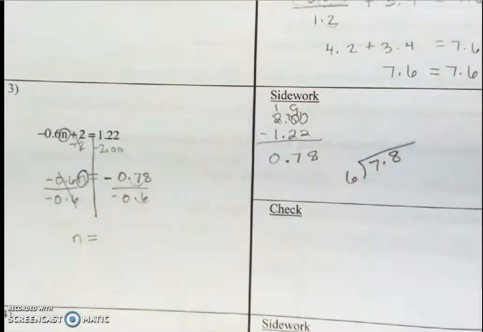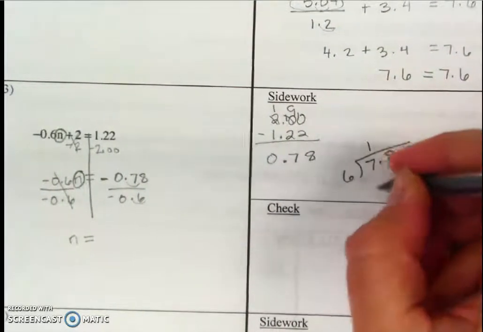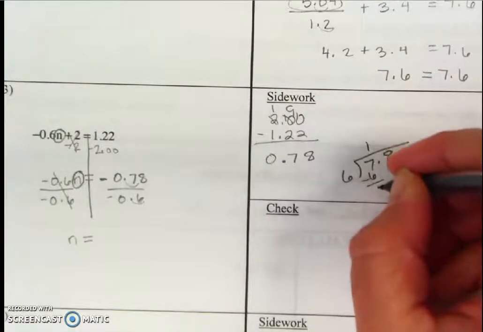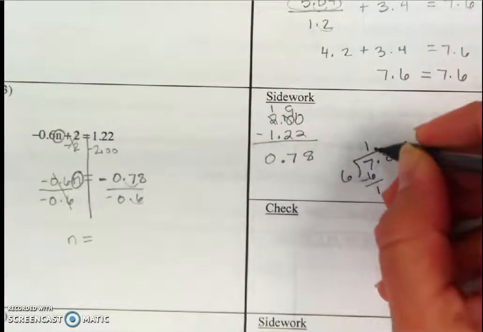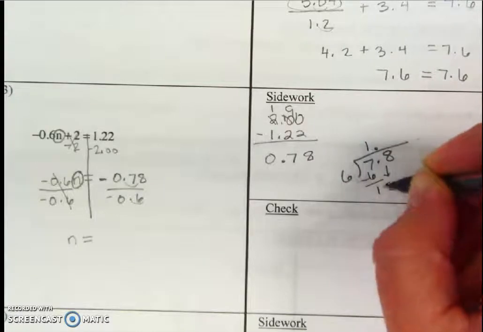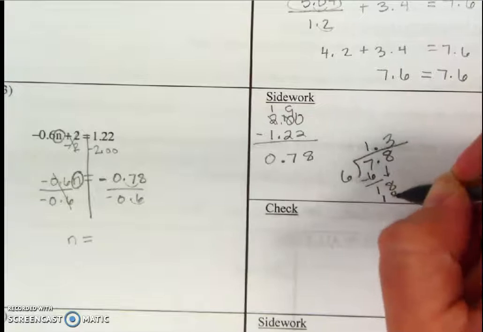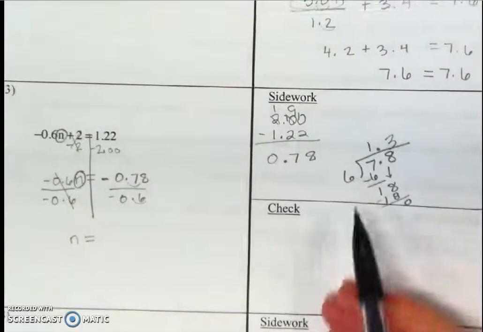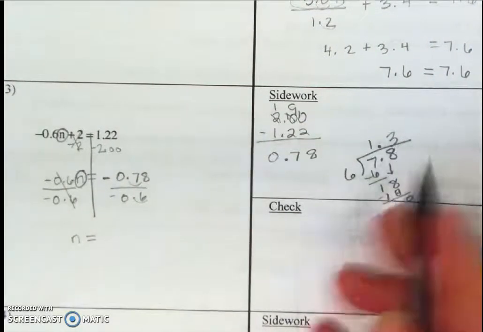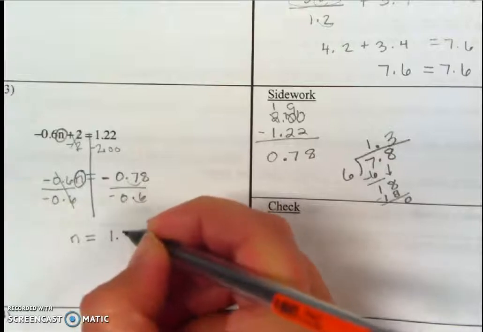Well, how many 6's can I take out of 7? 1. That gives me 6. I have 1 left over. Bring up the decimal, bring down the 8. And how many 6's can I take out of 18? 3. That works out perfectly. Yay. All right, so that means my answer to that division statement would be 1.3.